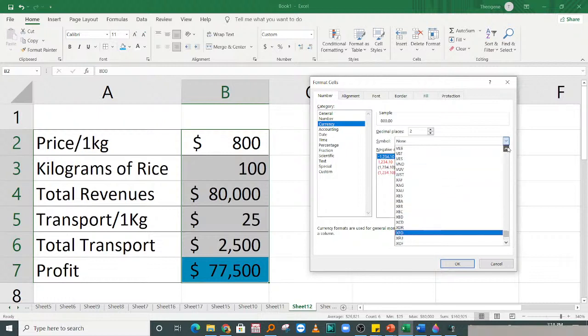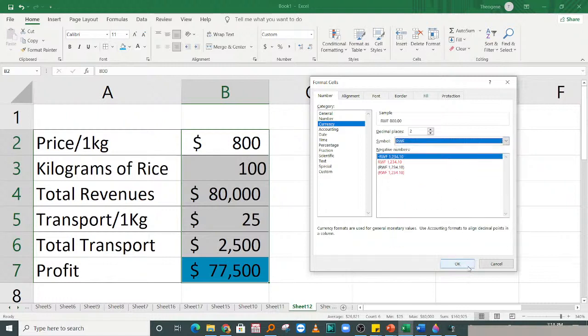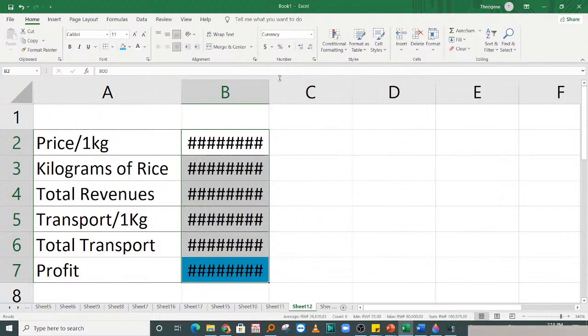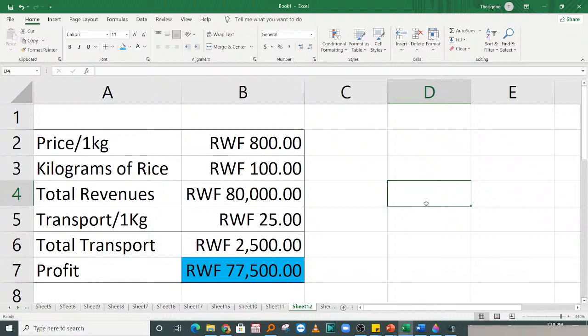So RF, Rwandan francs, okay? Okay, Rwandan francs, we have it here. So all the symbols are there, guys. Don't complicate typing each and everything. You see? Did I type anything? It is in my Excel and it is in yours. You don't have to type RWF to mean Rwandan francs. Never. It is there in your Excel.